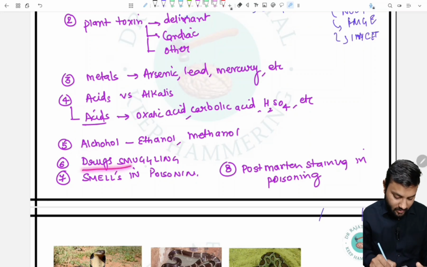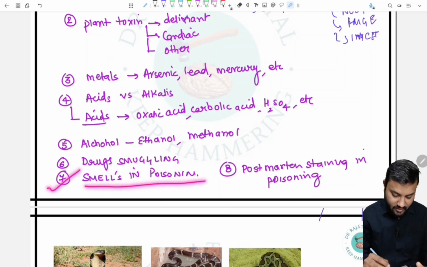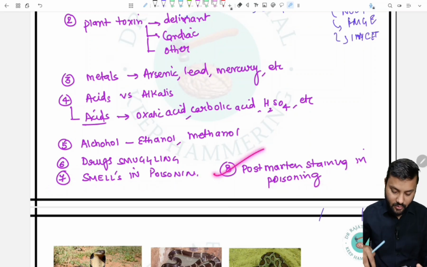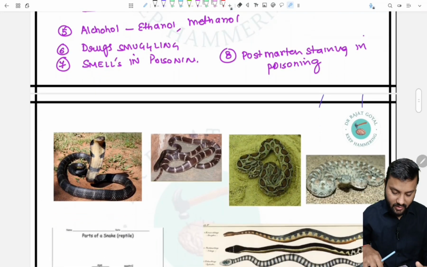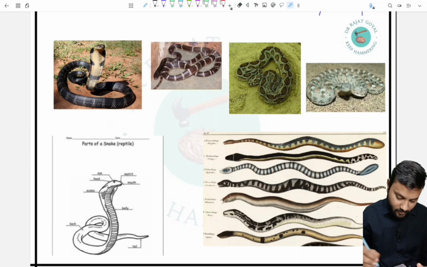Then we will discuss the types of drug smuggling, such as body packer or body stuffer syndrome, and some miscellaneous topics such as smell in poisoning cases, postmortem staining in poisoning, etc. So firstly we will discuss snakes. In every topic, firstly we will see the image, then we will discuss the theory. So let's start.